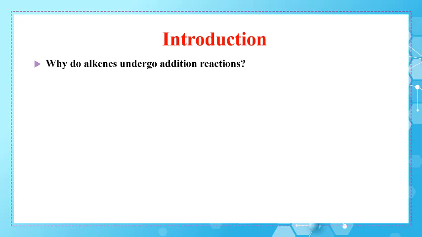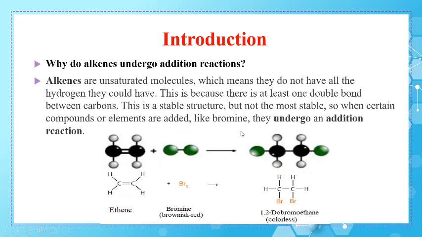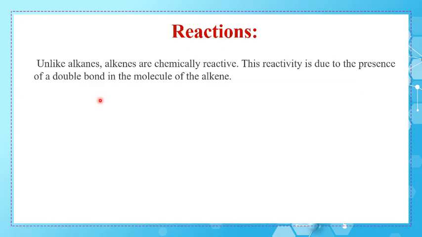Introduction. Why do alkenes undergo addition reactions? Alkenes are unsaturated molecules, which means they do not have all the hydrogen they could have. This is because there is at least one double bond between carbons. This is a stable structure, but not the most stable. So when certain compounds or elements are added, like bromine, they undergo an addition reaction. Like this, for example, ethene plus bromine gives 1,2-dibromoethane.